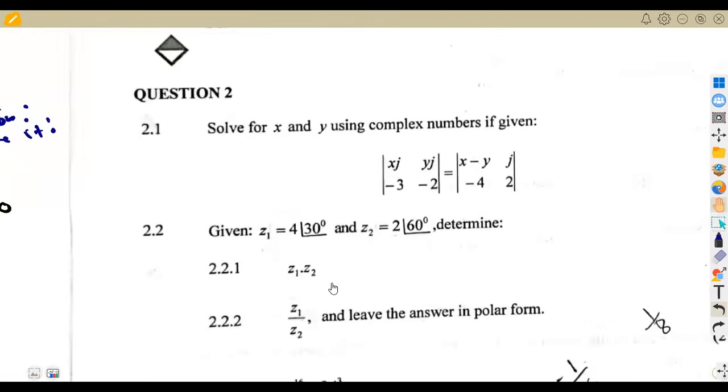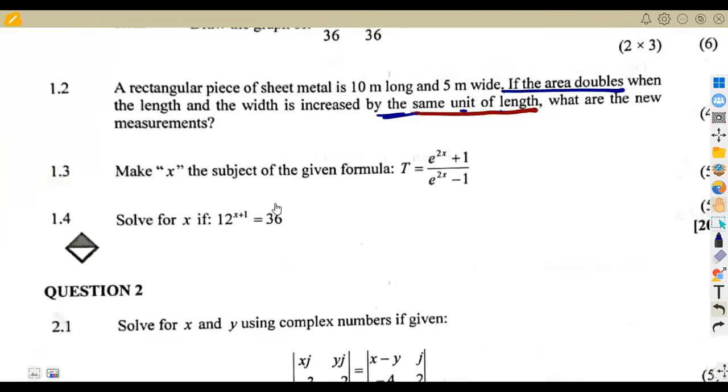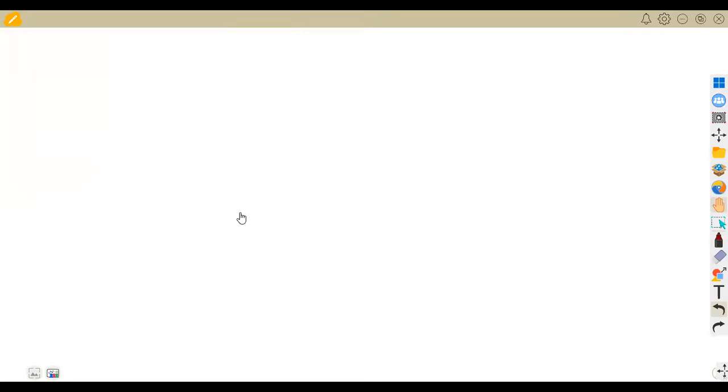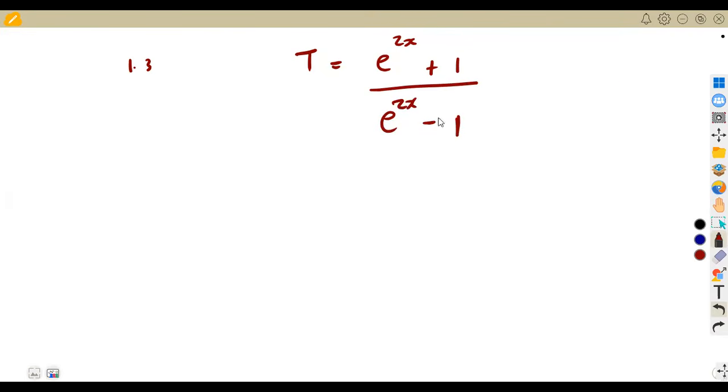In 1.3, we were asked to make X the subject of the formula. Let us find a space where we can write this. That's question 1.3. We are given that T is equal to e to the exponent of 2x plus 1, over e to the exponent of 2x minus 1, like this. And from this, we are asked to make X the subject of the formula. All right, so what can we do?